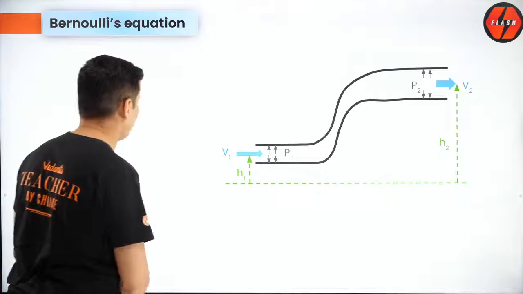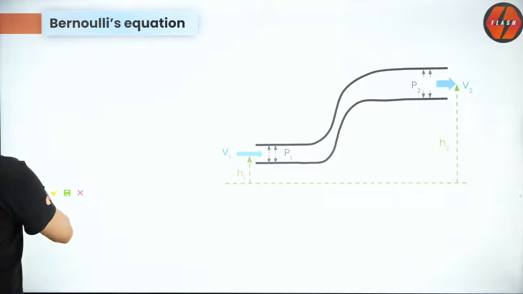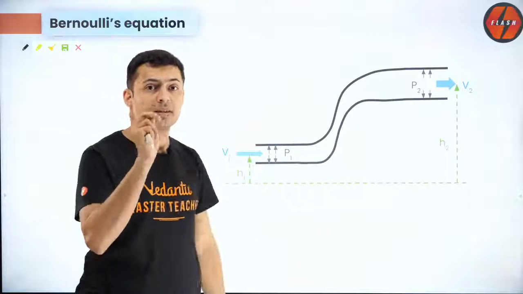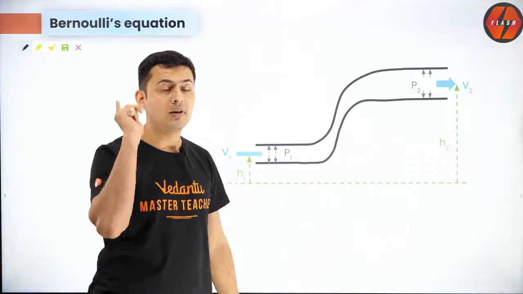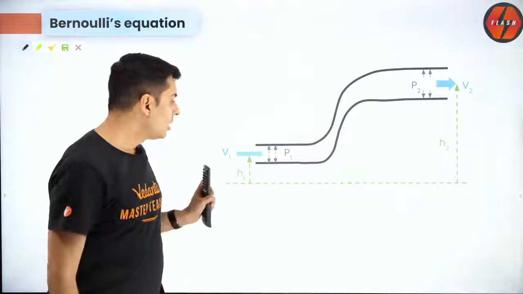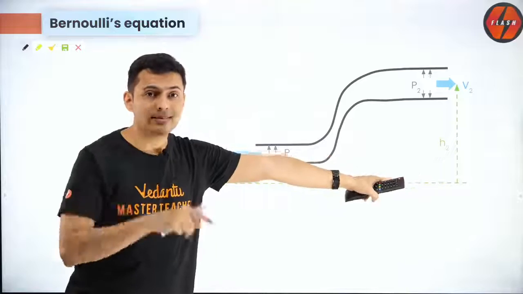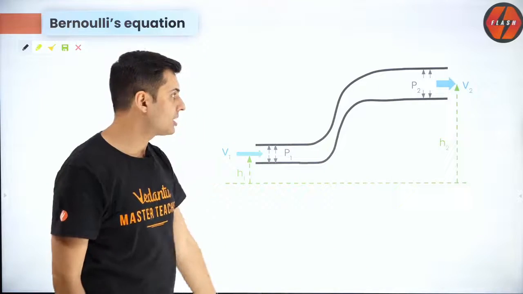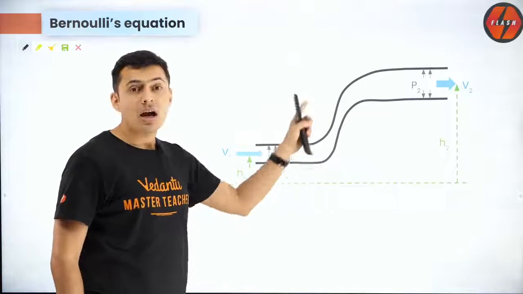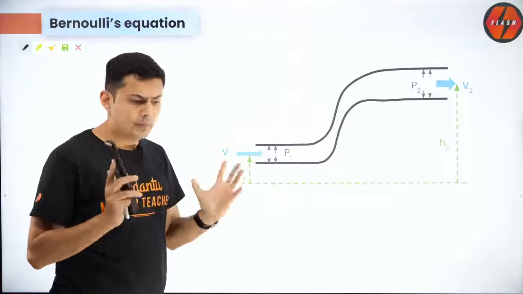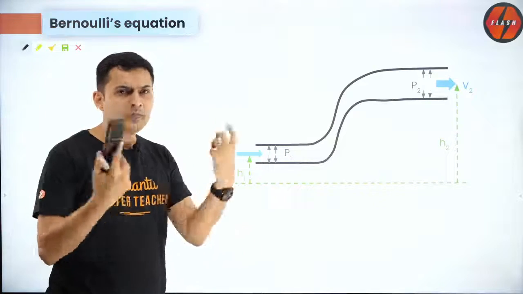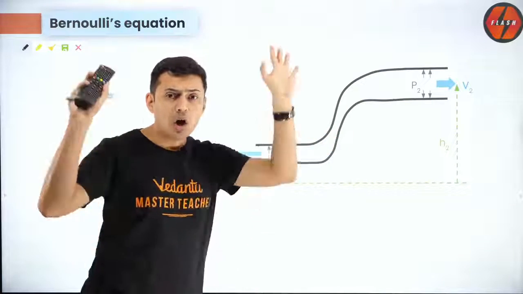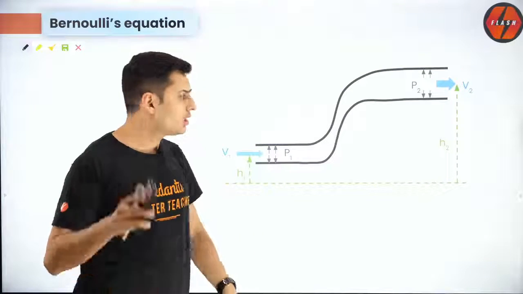I hope everything is clear. I hope you have written down all these important pointers. First pointer, P1 is not P2 plus rho g h, because it is a moving fluid. That formula is only valid for static fluid. Second, always measure the heights from the reference line till the center of the cross section. Next, these pressures are the pressures by the fluid on the walls of the container as well as on the particles of the fluid.